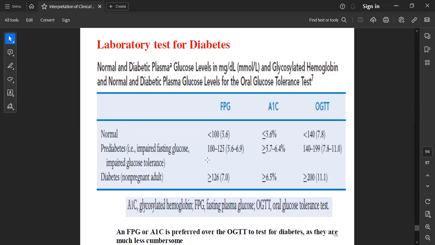Values for pre-diabetes are 5.6 to 6.9 for fasting, HbA1c is 5.7 to 6.4, and OGTT is 7.8 to 11. And then diabetes in a non-pregnant adult is a fasting glucose of over 7 and an HbA1c of over 6.5%. For the oral glucose test, values are over 11.1.